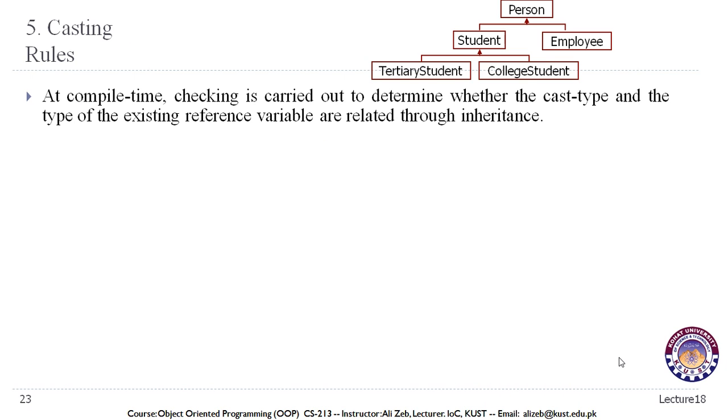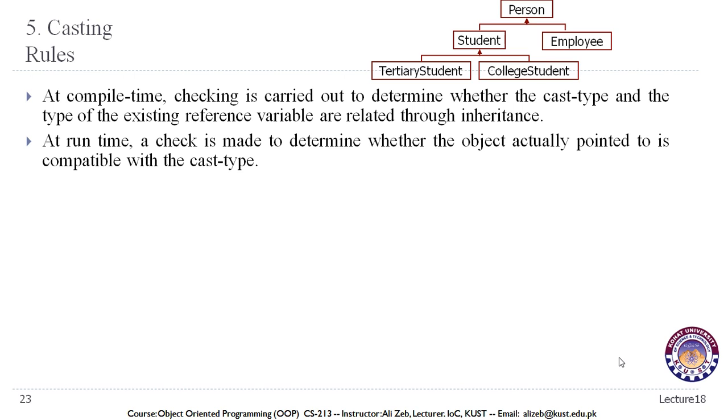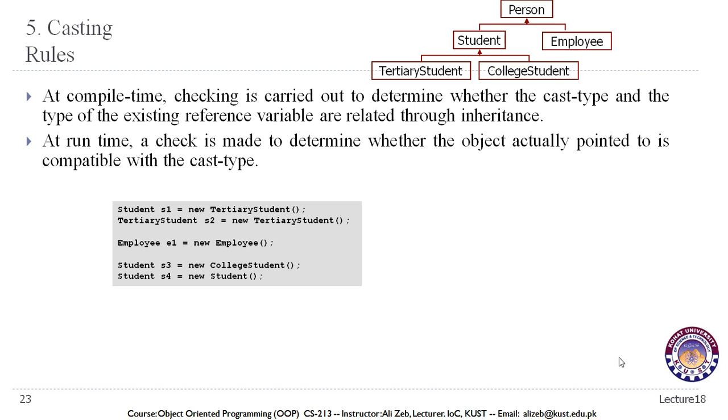There are certain rules that can be followed. For example, at compile time, checking is carried out to determine whether the cast type and the type of the existing reference variable are related through inheritance. So in objects we can only do casting among classes that are related through inheritance. At runtime, a check is made to determine whether the object actually pointed to is compatible with the cast type. At runtime, it is made sure that what we are converting is exactly compatible with the class that we are converting into.